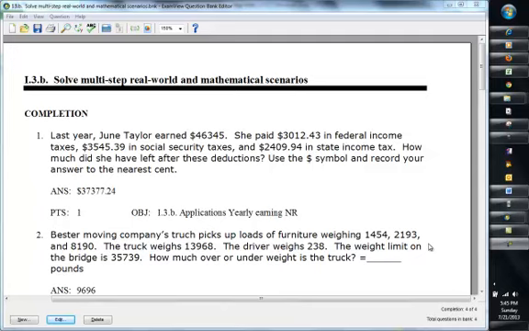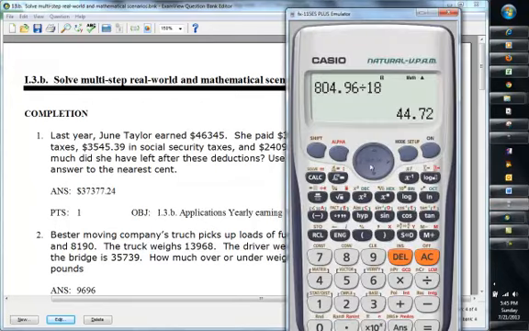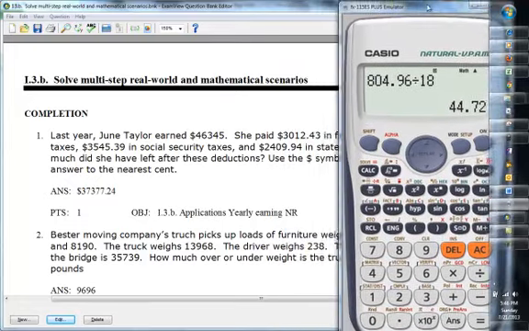Section 1.3.b is just a little bit tougher because these are going to be multi-step problems that we are going to have to calculate. Last year, June Taylor earned $46,345. She paid some federal income taxes, some Social Security taxes, and some state income taxes. How much did she have left after these deductions? So in other words, we're going to take all the money that she had and subtract each of those totals.